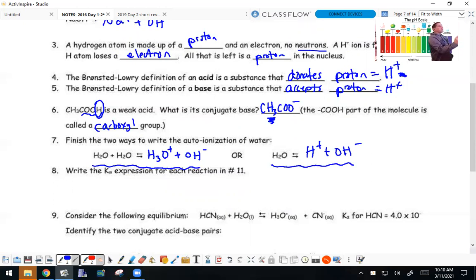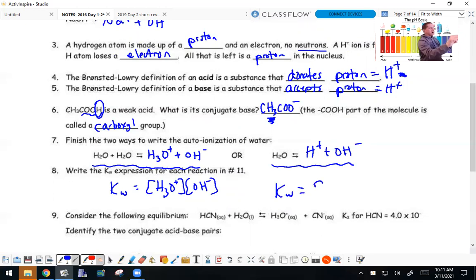Write the KW expression for each then. So when we do KW, remember you don't include pure water. So we're just going to have H3O plus and OH minus, both to the first power. If we write it with only one water, the only difference being H3O plus is called H plus.